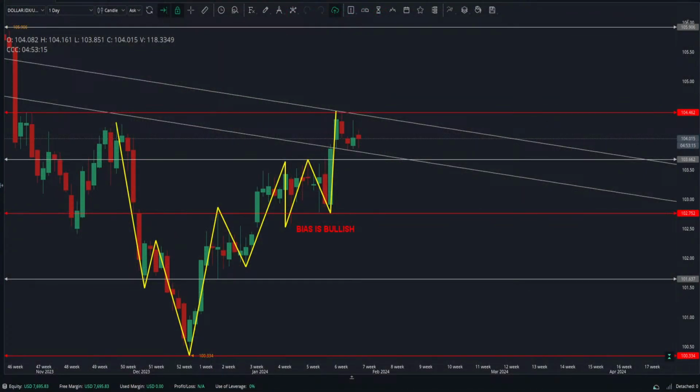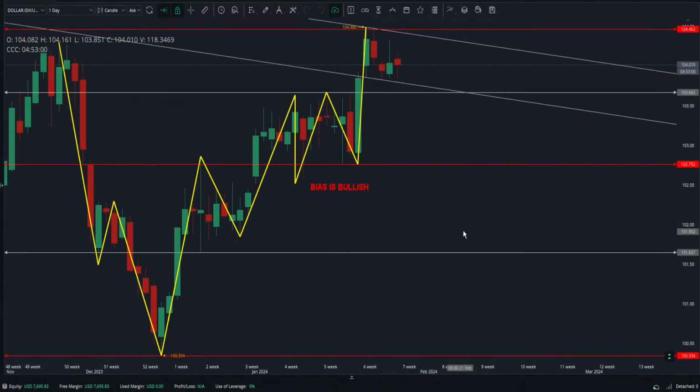When you talk about foreign exchange, the first currency that comes to your mind is the US dollar. So the first thing that we are going to discuss is the US dollar index. This is the live chart of the US dollar index on your screen. Right now it is trading at 104.01, or you can say 104.00.